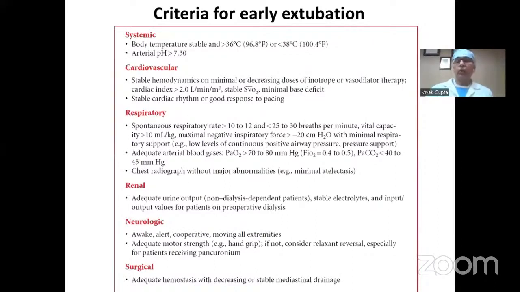So whenever we are planning for early extubation, we should look at the body temperature and the arterial pH. The patient should be hemodynamically stable with a cardiac index more than 2, with a respiratory rate above 10 to 12 and less than 25, adequate PaO2, and the X-ray should not have any major abnormality. The patient should have adequate urine output. The patient should be awake, cooperative, and moving all extremities. And there should not be significant drainage from the mediastinal or chest tubes.